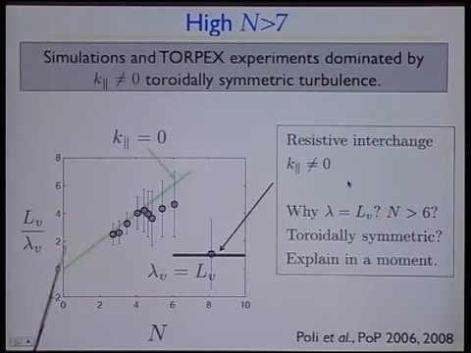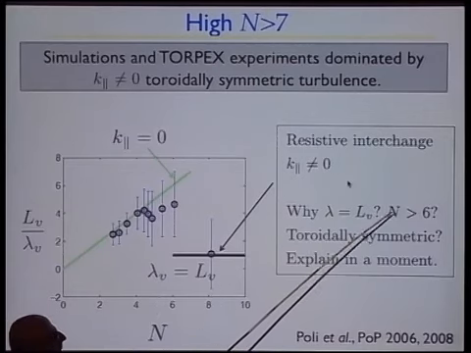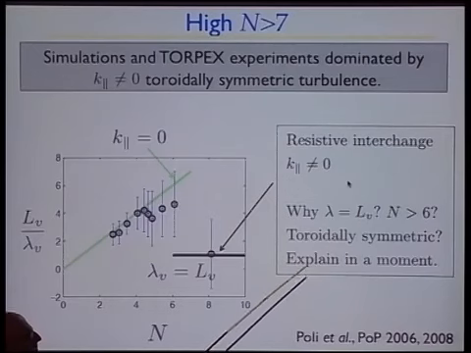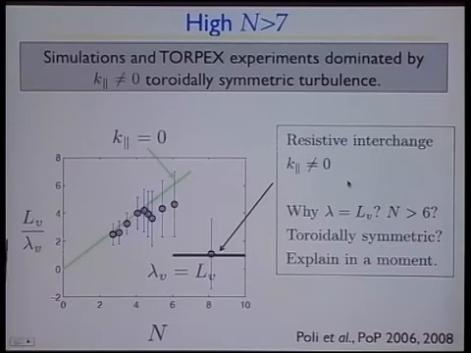So what happens when n becomes bigger than 7? Well, we start to see that k parallel starts to be different from 0, and exactly that the wavelength in the system reaches the global, the full height of the device. So why is that? Why does it occur at n equal to 6? One other observation is that turbulence becomes toroidally symmetric. Why is that? That's what we are going to explain.